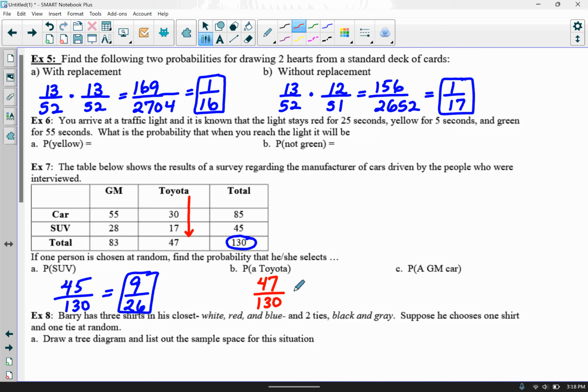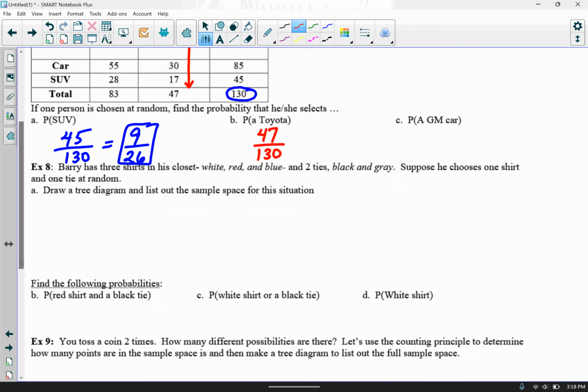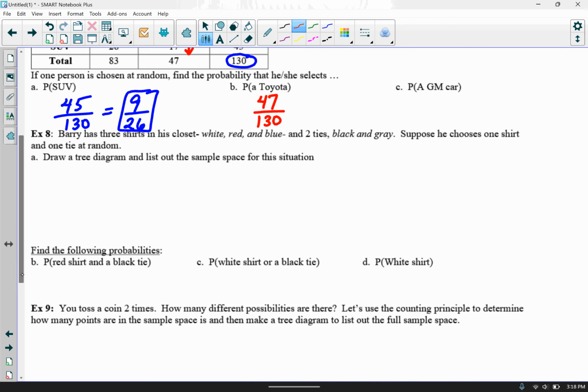That cannot be reduced, but again, like I said before, if you don't know, pop it in your calculator. Use your fraction button. Again, if it can reduce, it will. If it can't, it's just going to give you that fraction right back. Okay? I'll let you pause and try example C on your own. All right, and let's come on down here to example 8.